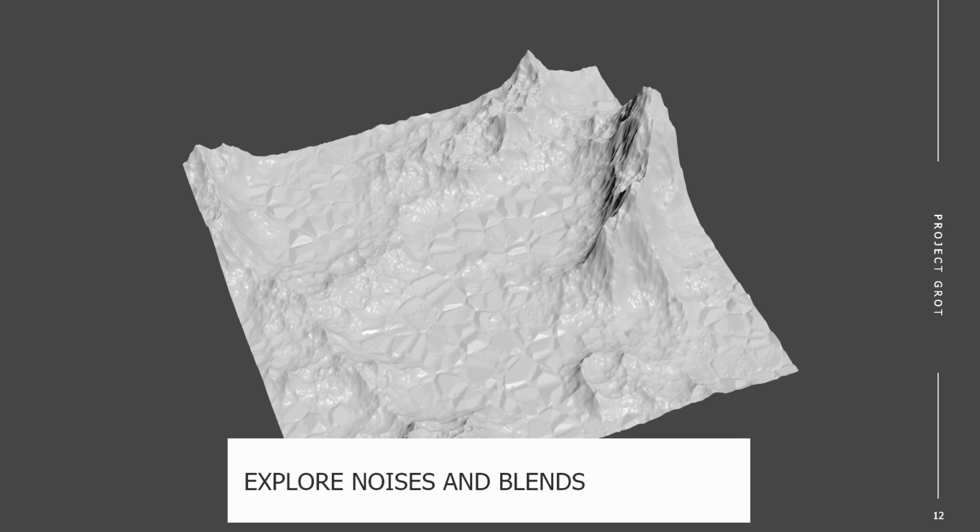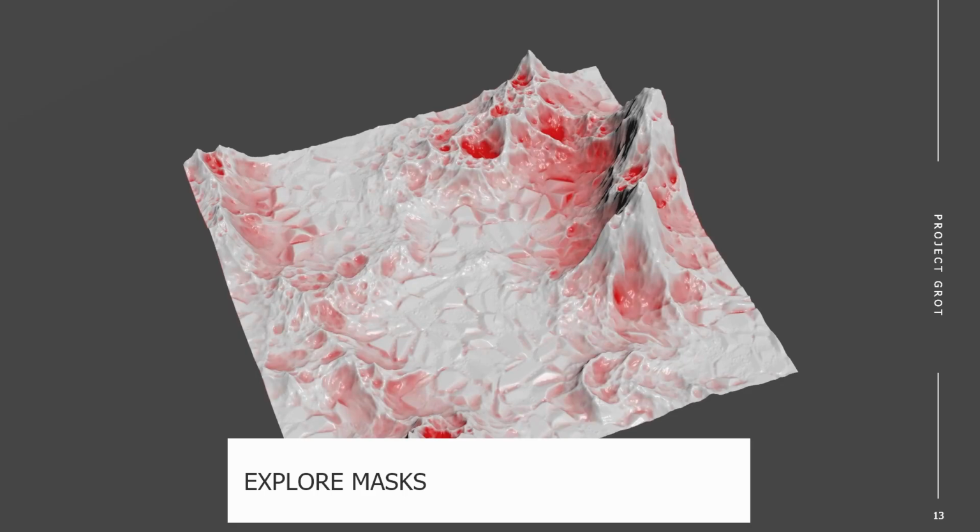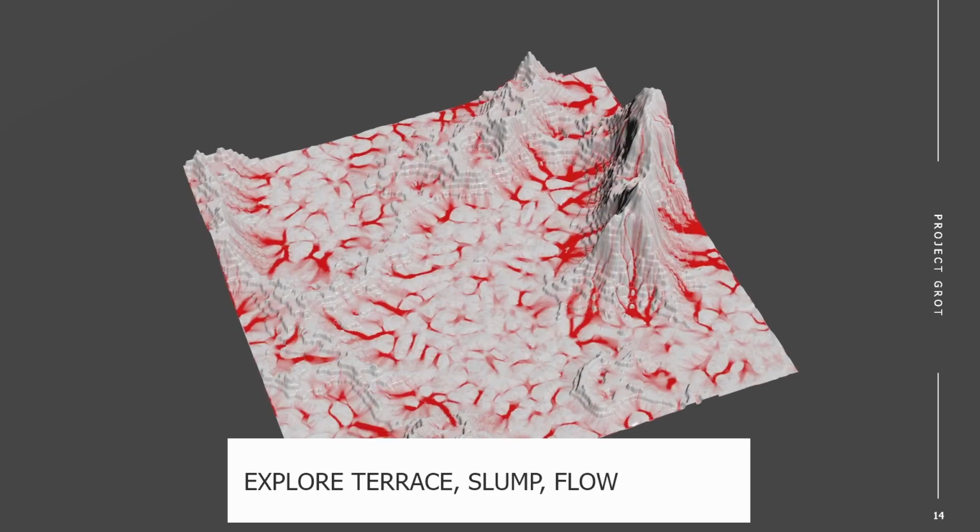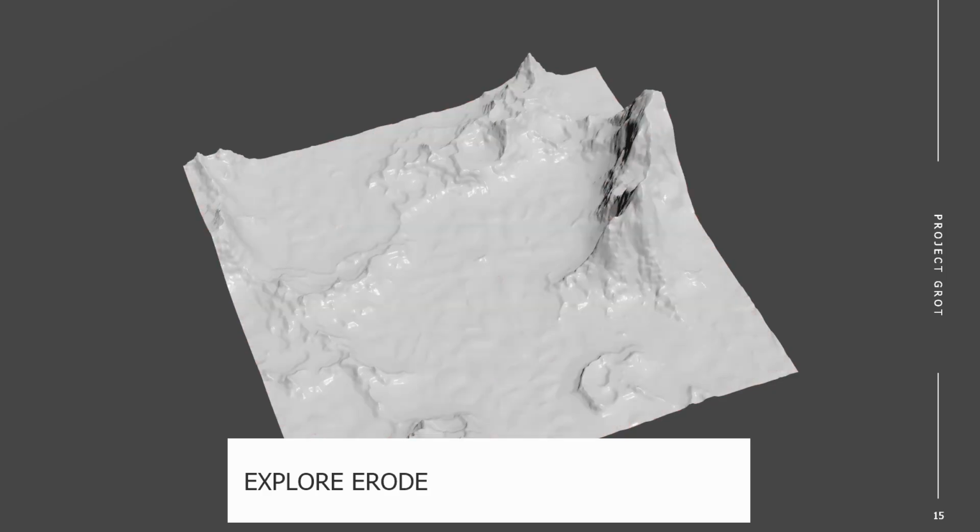How can we apply different noises? How can we blend noises? Things like that. Also a bit about masking. How can we mask specific areas? And then some other things like a terrace, slump, and flow. And then to finish off that part one, I will talk a bit about the erode node. So that will be part one, and I will now go into Houdini.